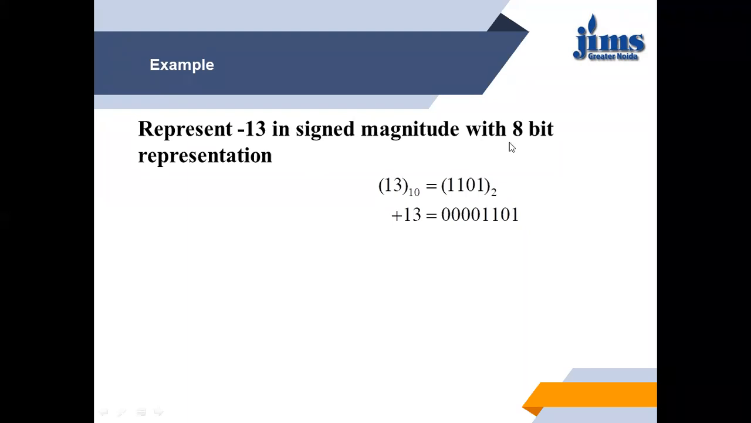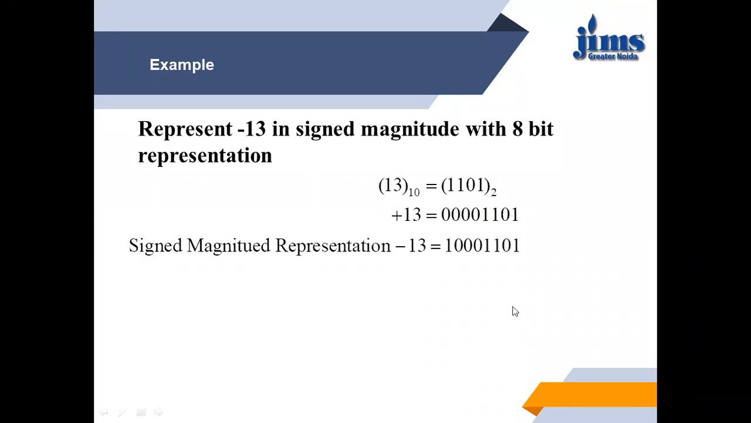Now the +13 will be represented in 8-bit. Because 13 is a 4-bit number, what we did is put zeros in the remaining 4 bits. So the number +13 is 00001101. That is the representation of +13 in an 8-bit register. Now convert this number to sign magnitude representation. What you have to do is change the leftmost bit from 0 to 1. Then the rest 7 bits will be the same. The number will be 10001101, and this is your sign magnitude representation.